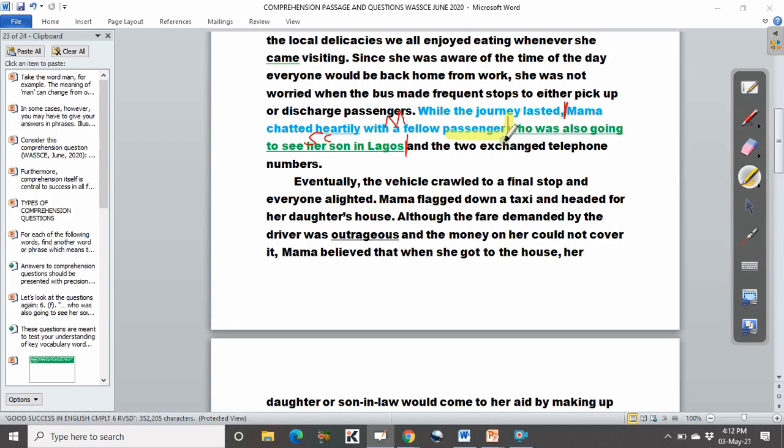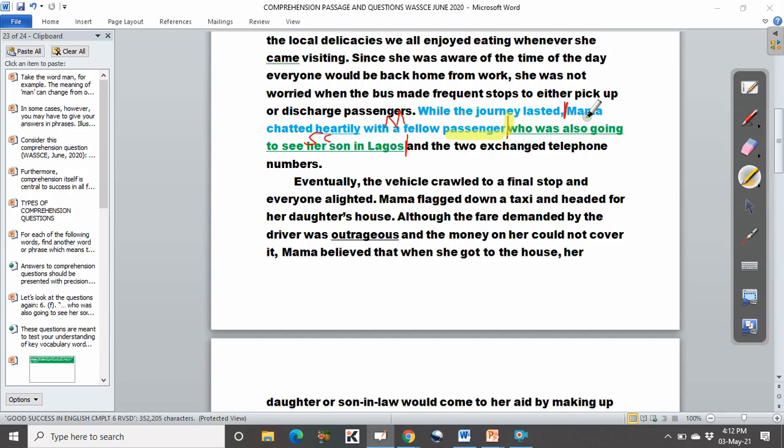Now let's carve out the border here, and in the meantime ignore the main clause and deal with this. We will echo this expression, "who was also going to see her son in Lagos". Let's consider it temporarily. Then let us ignore it and restate the main clause: "Mama chatted heartily with a fellow passenger."